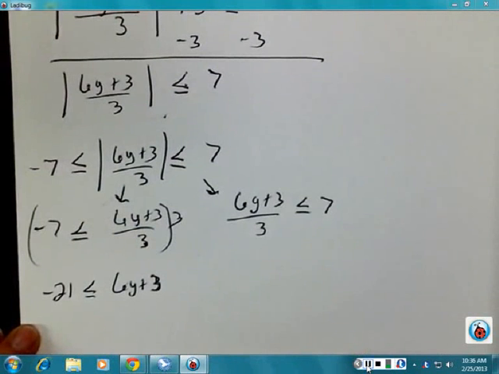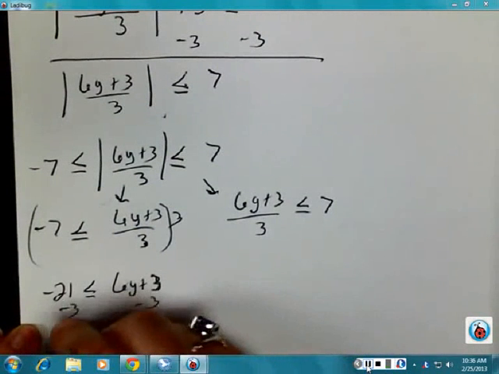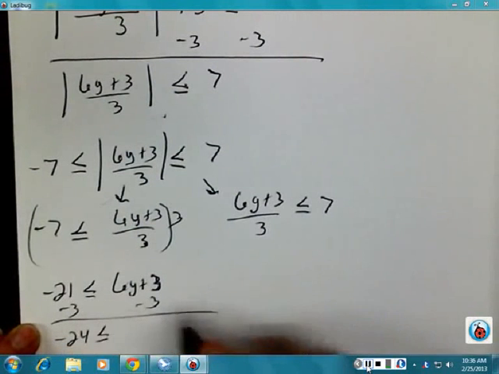So now I need to subtract 3. Gives me a negative 24 is less than or equal to 6y.